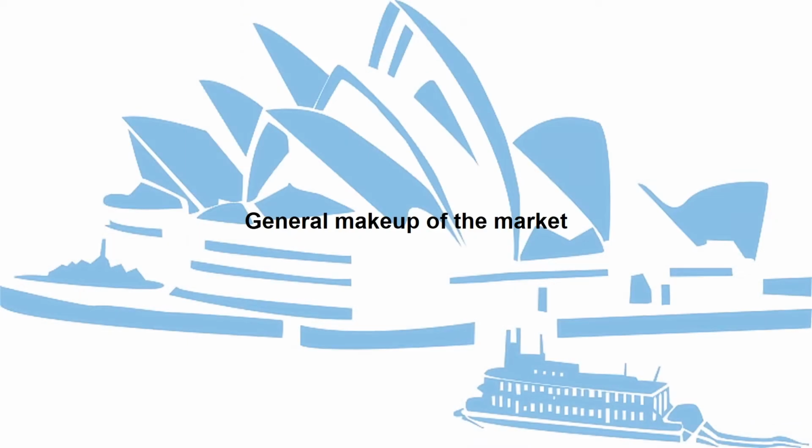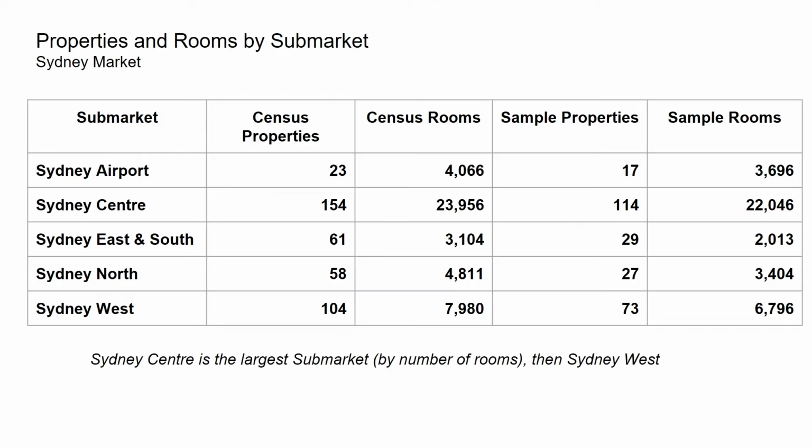So now we're going to present you the general makeup of the Sydney market, which we're going to discuss in different categories. We will start off by discussing the Sydney market. By submarket, we can see that Sydney Centre is the largest submarket with nearly 24,000 rooms, followed by Sydney West with almost 8,000 rooms.